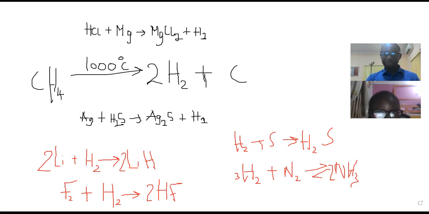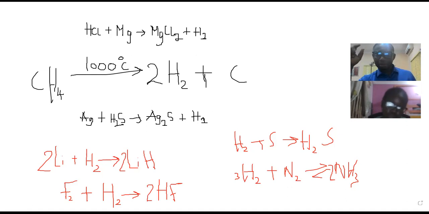One of the things that hydrogen is used for is the synthesis of ammonia. Ammonia is used in the manufacture of fertilizers, drugs, and plastics. So hydrogen is one of the starting materials for ammonia, and that same ammonia is used for fertilizers, drugs, plastics, and others.